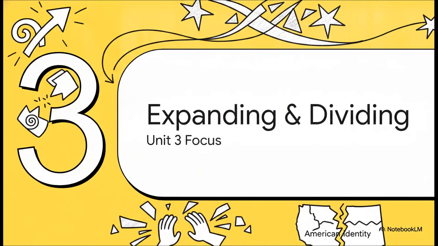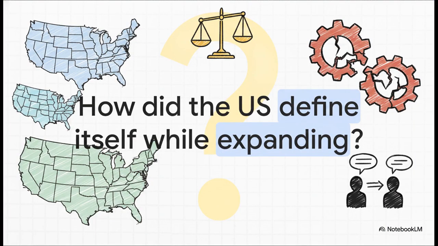Section 3, expanding and dividing. How did the United States define itself while expanding and dividing? It's kind of a fascinating paradox when you think about it. As the young country physically grew larger, adding massive amounts of territory, the people inside it started growing further and further apart ideologically. Physical growth almost inevitably meant growing rifts over politics, power, and basic human rights.